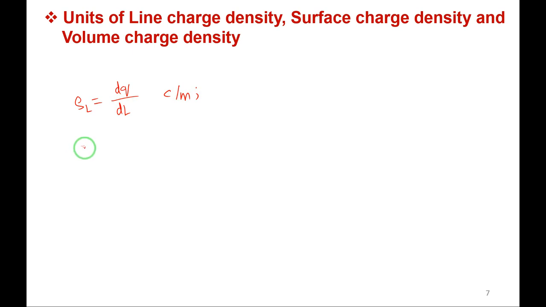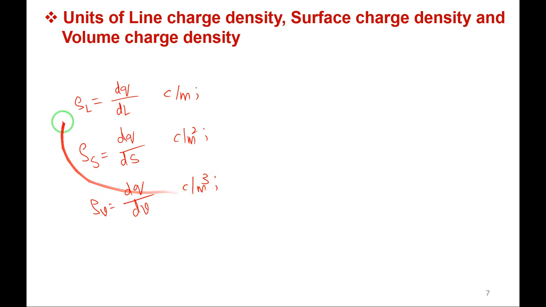Then coming to the next one, surface charge density: charge per unit surface area. So coulomb per meter square is the unit. Then volume charge density, rho v: charge per unit volume. So coulomb per meter cube. I just wanted to tell the units. Already you know what line charge density, surface charge density, and volume charge density are. This we have defined. Is it fine? Okay, volume charge I have not... Yes, it was told already. Fine.